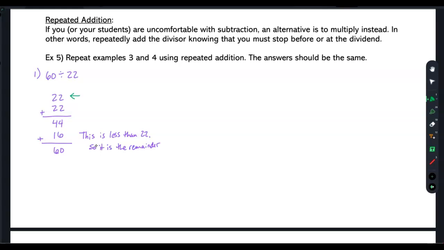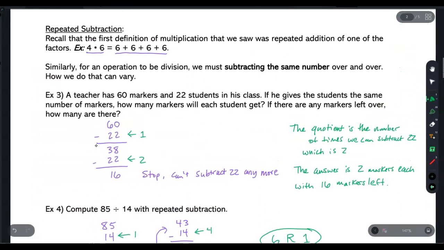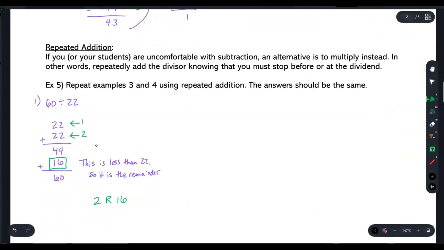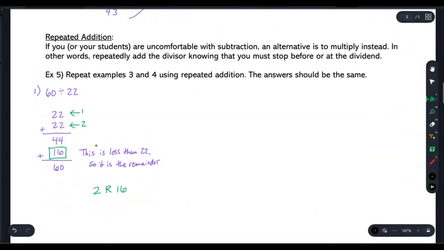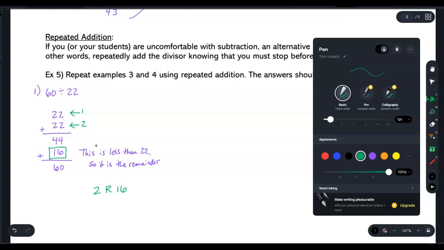So this was 22, this was a second 22. So I did that twice, right? And then since this number was less than 22, in order to get me to 60, that's the remainder. So again, my answer here is 2 with a remainder of 16. Technically 2, what was that again? It was markers, right? So 2 markers each, 16 left over.